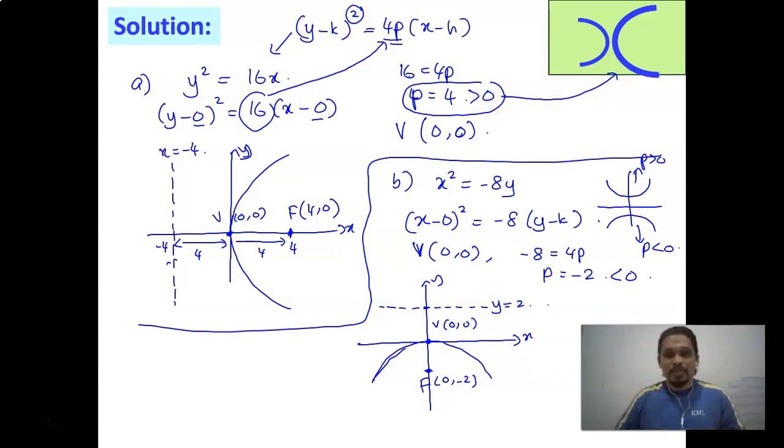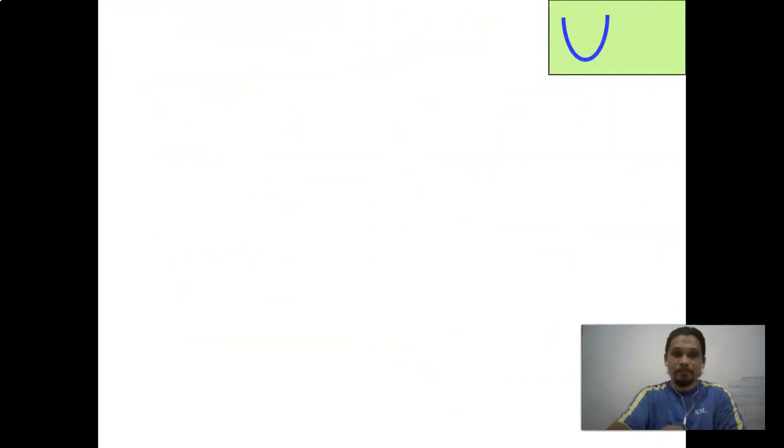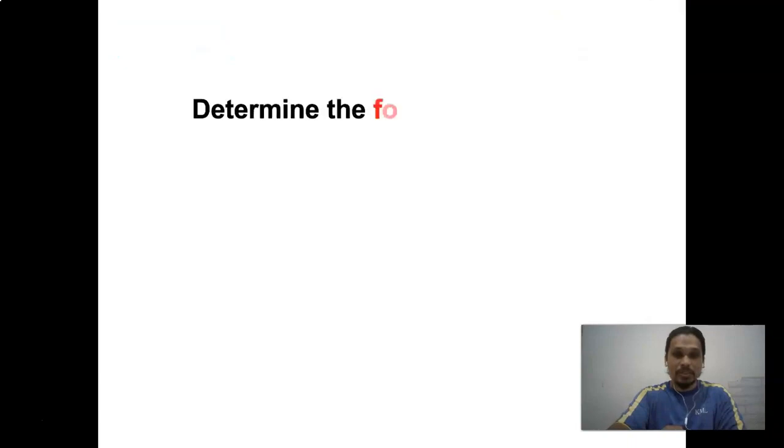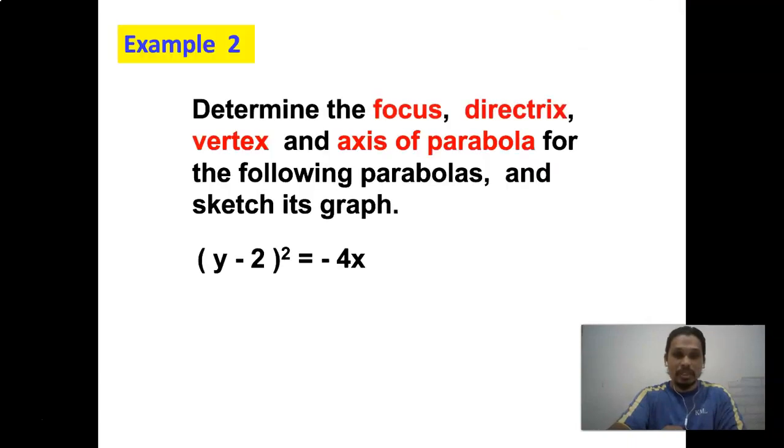So that is the solution for A and B of example 1. Let's move to the next one. This is for example 2 just now, where I recall showing you the solution for both A and B. Now with the second example, determine the focus, directrix, and axis of the parabola, and sketch the graph.